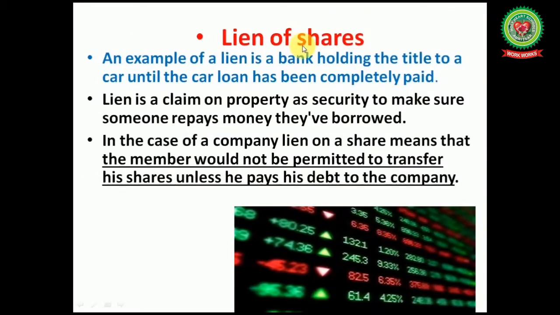Next is lien on shares. For example, a lien is a bank holding the title of a car until the car loan has been completely paid. A lien is a claim on a property as security to make sure someone repays money they have borrowed. So in the case of a company, a lien on a share means the member would not be permitted to transfer his shares unless he pays his debt to the company.